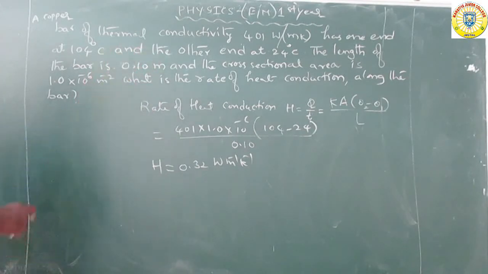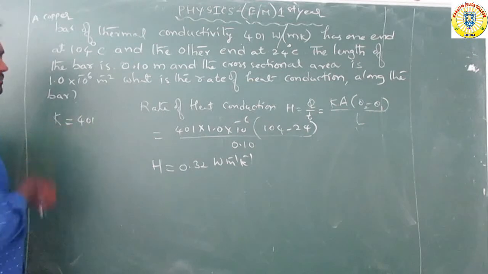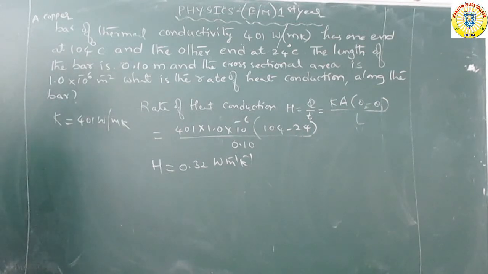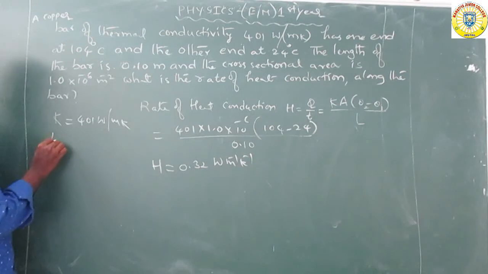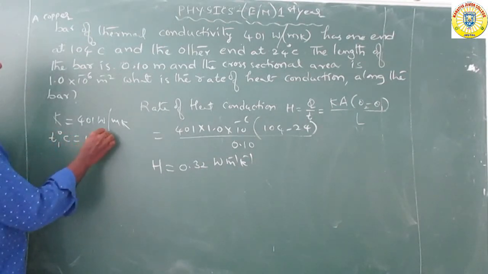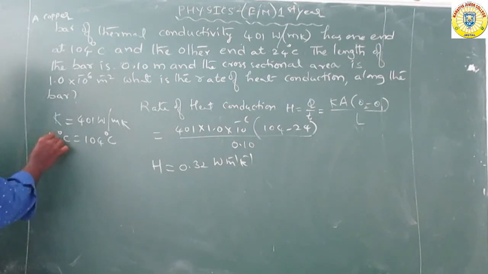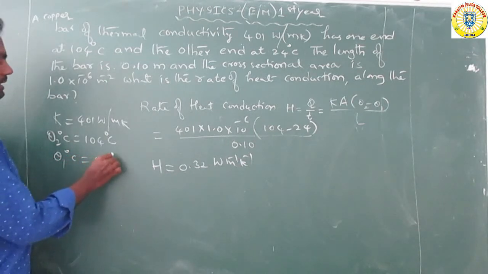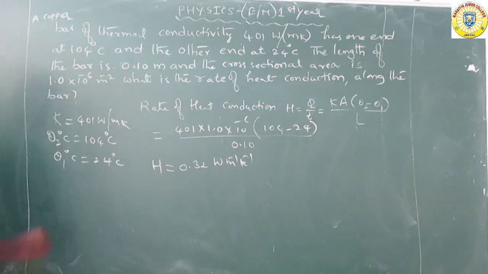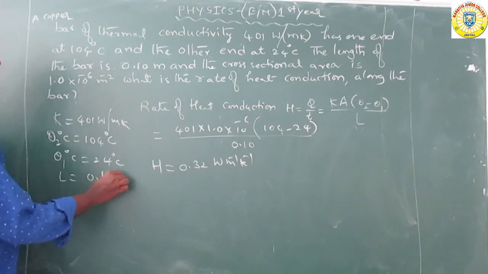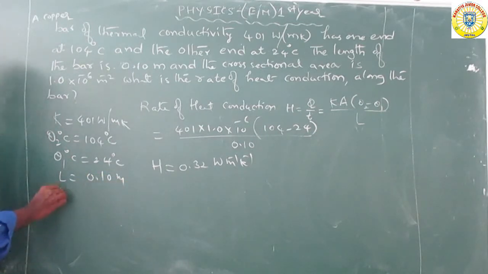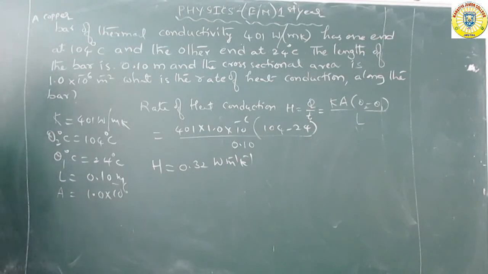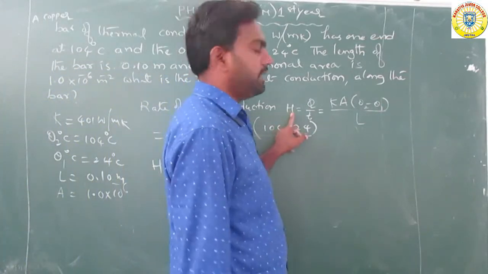Given information: K is 401. One end of the bar is at temperature theta 1, 104 degrees C, and the other end is at theta 2, 24 degrees C. The length of the bar L is 0.10 meters, and the area of cross section A is 1.0 x 10^-6. The rate of heat conduction is H = Q/t.